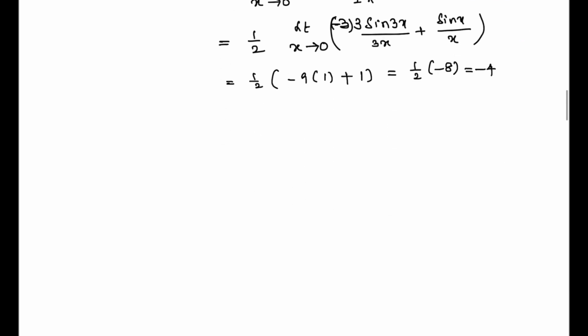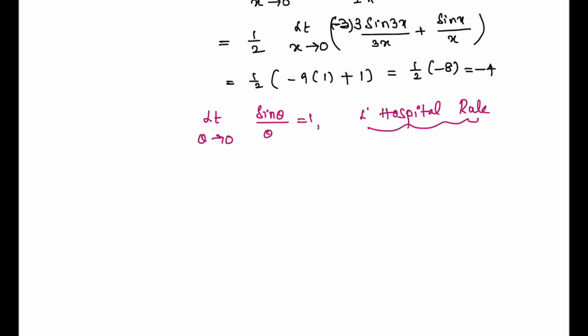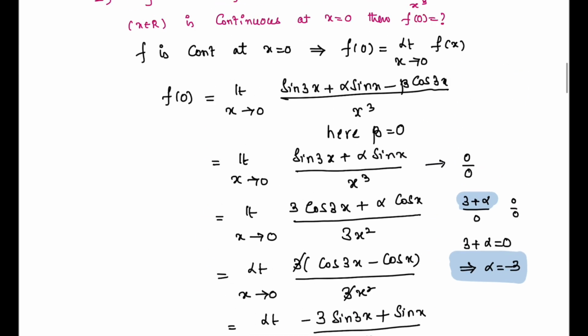So here we used what? We used two standard formulas. Limit theta tends to 0, sin theta by theta is equal to 1. And one more, we used the L'Hopital rule. When we use the L'Hopital rule, if you are trying to find the limit of f of x by g of x, but when you substitute you get 0 by 0 or infinity by infinity, then we use L'Hopital.